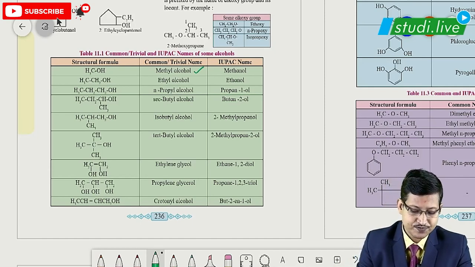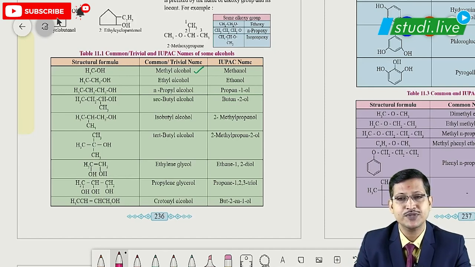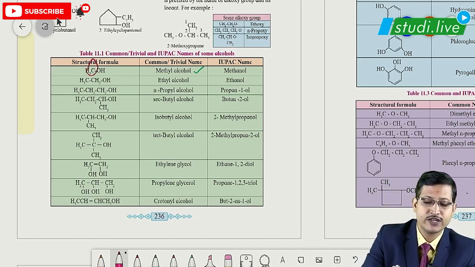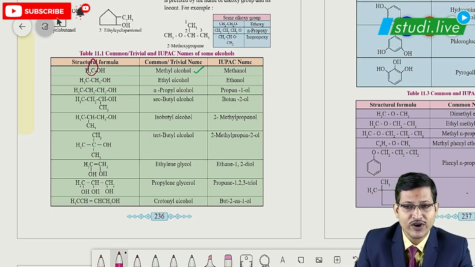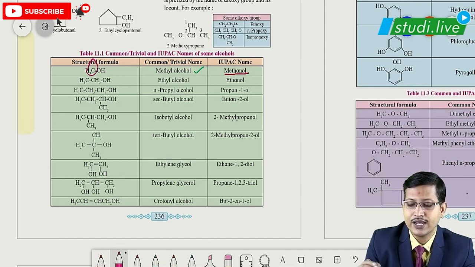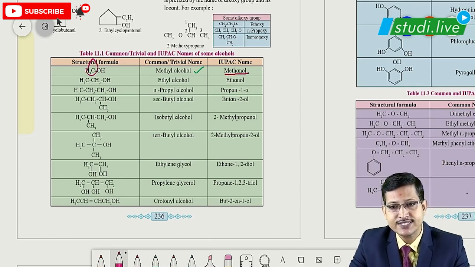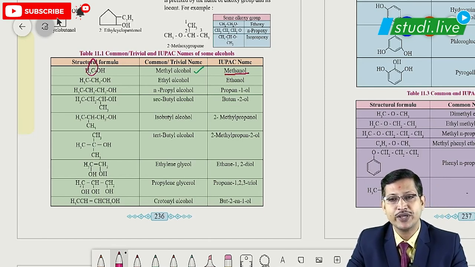The next one is now for this methyl alcohol, how many carbon atoms? Yes, it has only one carbon atom. So if it has only one carbon atom, what is the parent alkane? The parent alkane is methane, and the E of alkane is replaced by OL. So it becomes methanol.